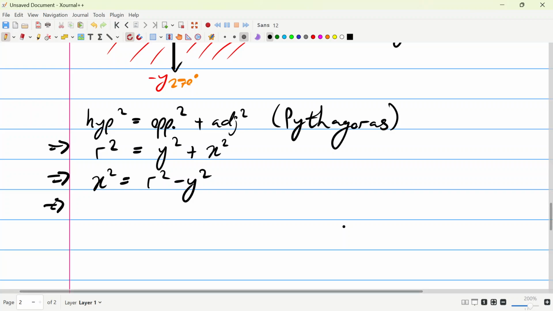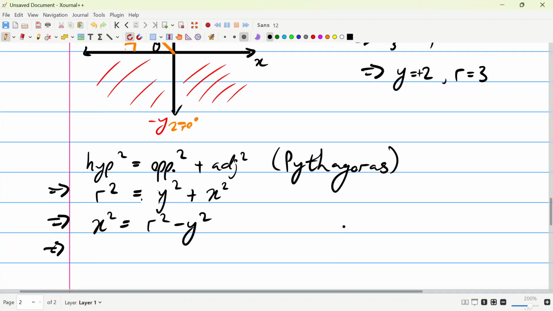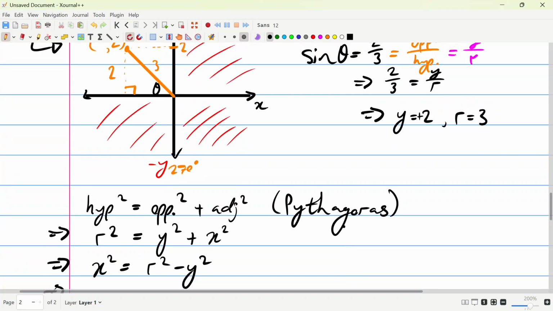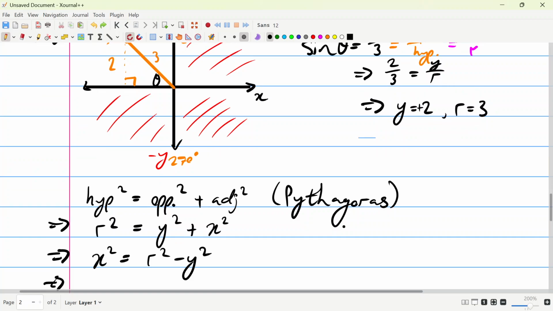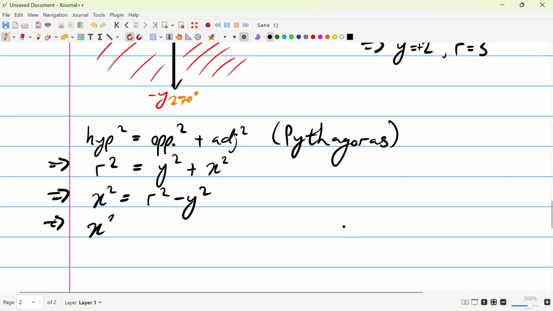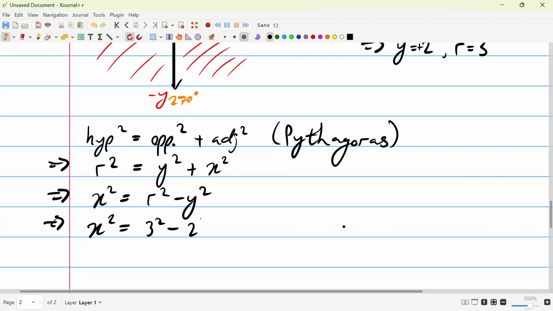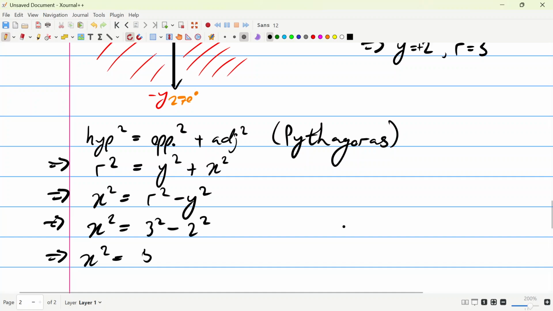Now we need to substitute the values that we have. We know that r is equal to 3 over here, and y is equal to 2. So meaning we can substitute. X squared is equal to r squared, which is going to be 3 squared, minus y squared, which is 2 squared. Okay. And then x squared is just equal to 3 squared, which is 9, minus 2 squared, which is 4. So it's 9 minus 4, which is 5.